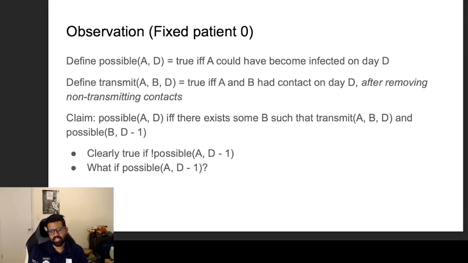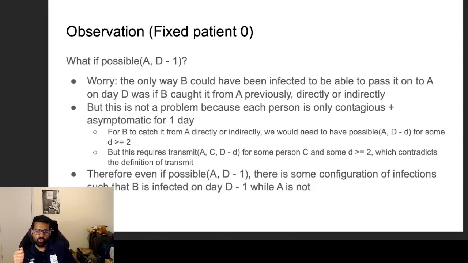This is clearly true if it's impossible for A to be infected on the previous day, because there's no other way they could get infected. However, is it possible for person A to get infected on day D if it's also possible for them to get infected on day D minus 1? And it actually turns out that it is. The only way that B could get infected before is if A infected B, either directly or indirectly. However, there's no way for this kind of cyclic A infects B, B infects A situation to happen because each person is only contagious and asymptomatic for a day. So for B to catch it from A and then reinfect A, we would need at least 2 days, and that contradicts the setup of the problem.